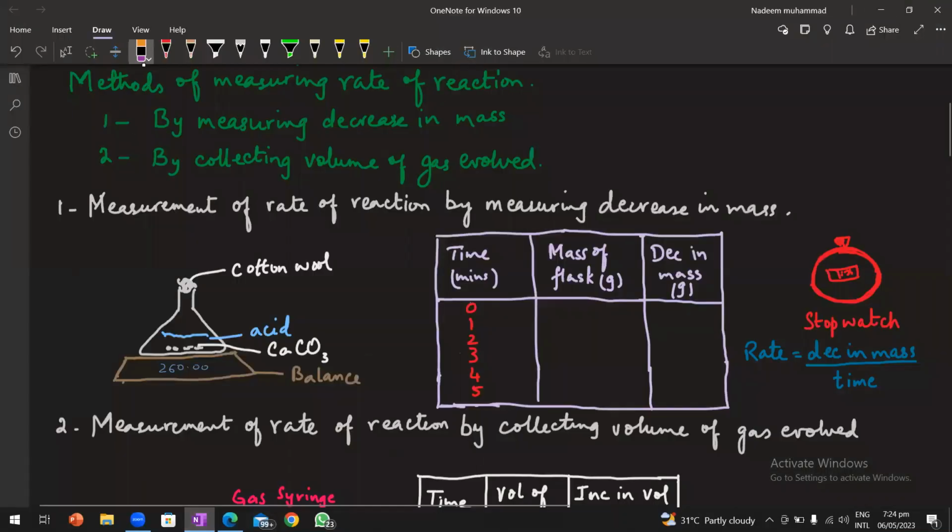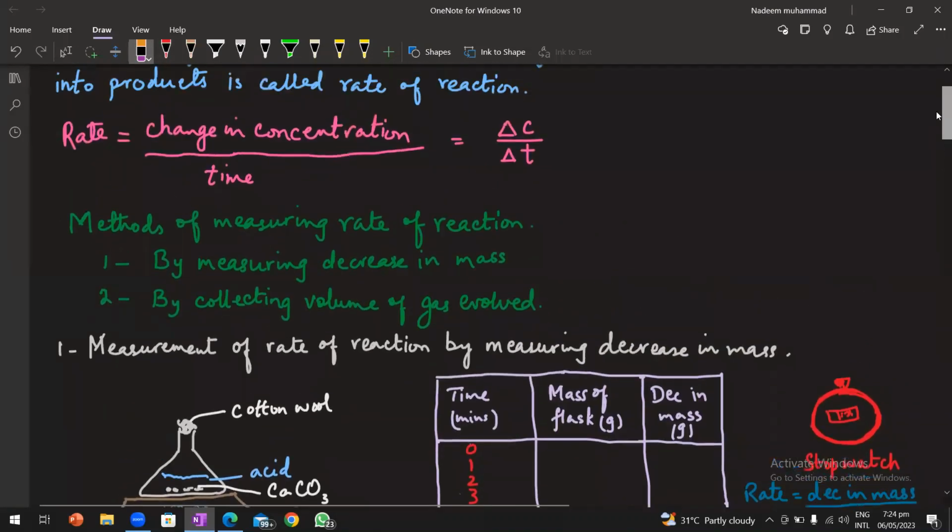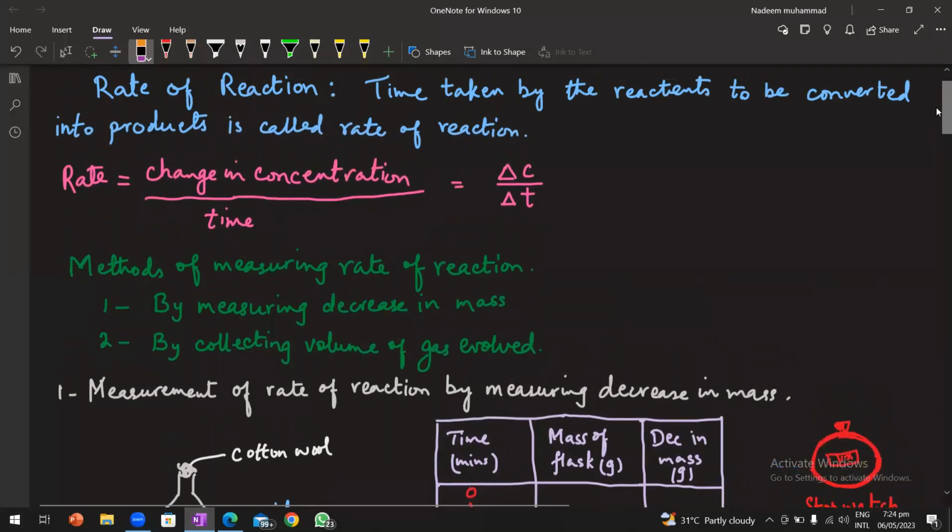Now, we have learned about rate of reaction. Rate of reaction is the time taken by the reactants to be converted into products. Or you can say that the reaction rate is the measure of how fast a reaction takes place. And it can be measured by using the formula that rate is equal to change in concentration divided by time, where the change in concentration means either an increase in the mass of the products or a decrease in the mass of the reactants.